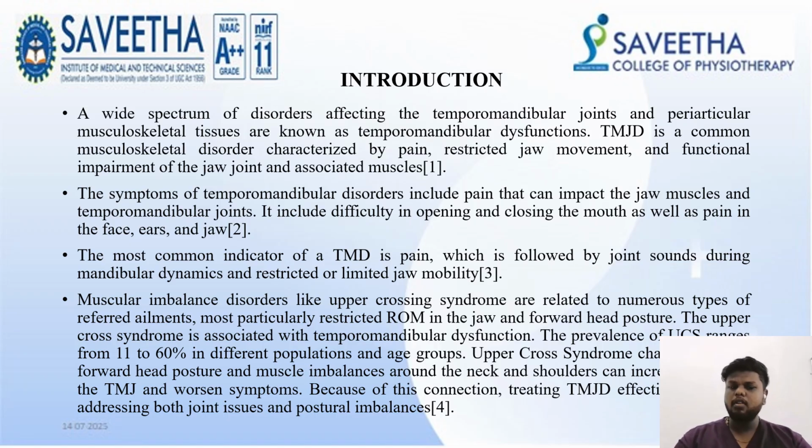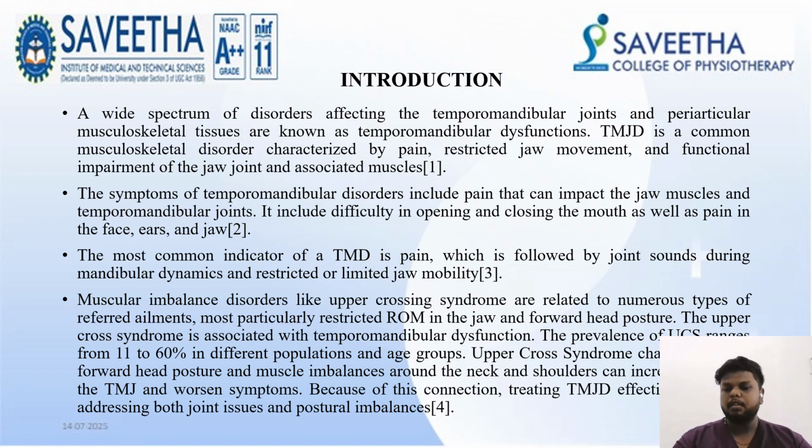So here the muscular imbalance disorder like upper cross syndrome is related to numerous types of temporomandibular elements and also particularly restricted range of motion in the jaw and forward head posture. So in my study, how this upper cross syndrome is correlated with and affecting the temporomandibular joint, that is the exact ideology of the study.